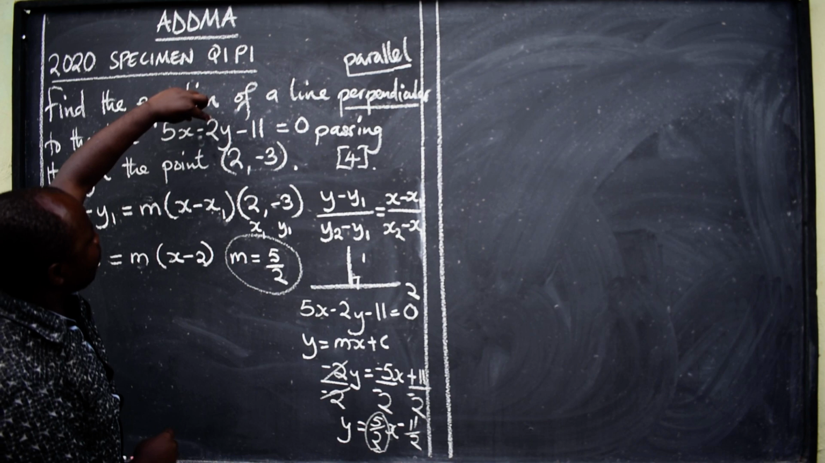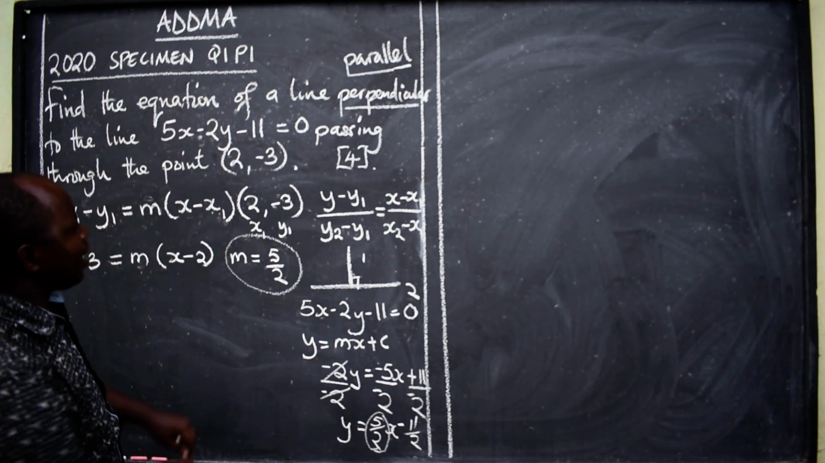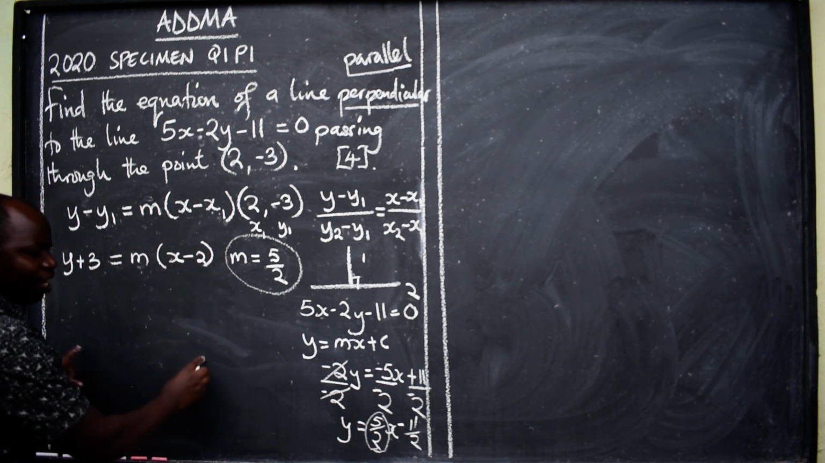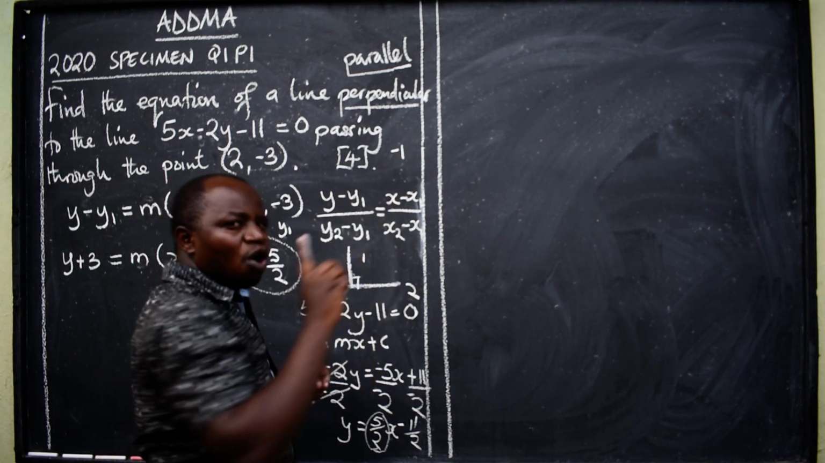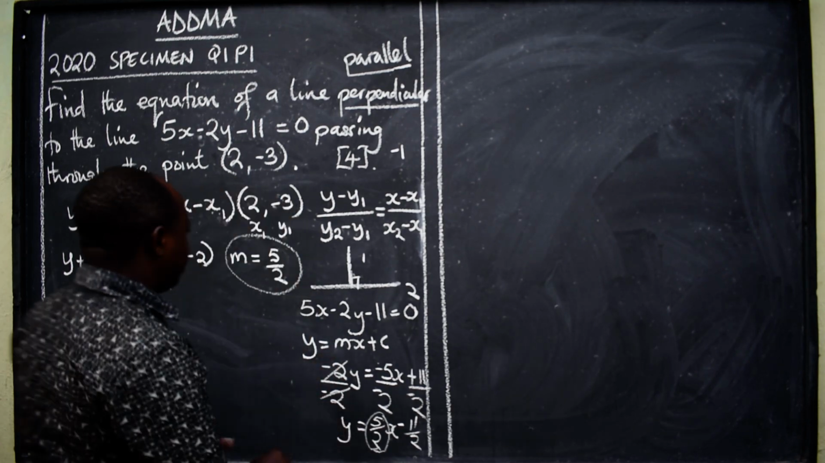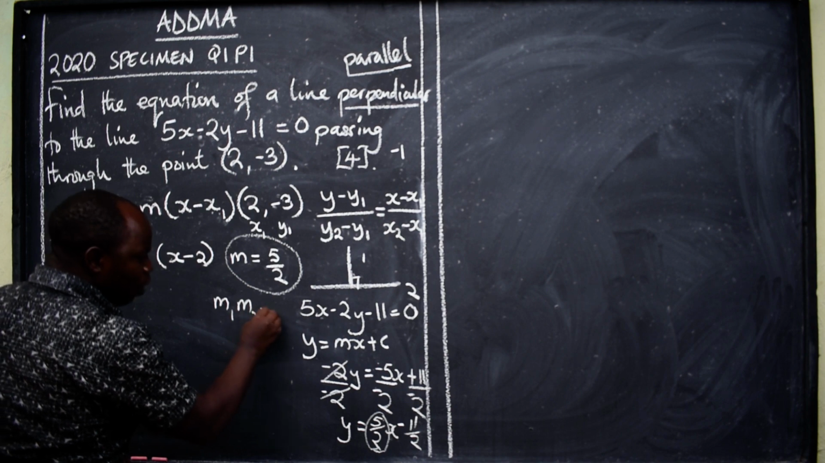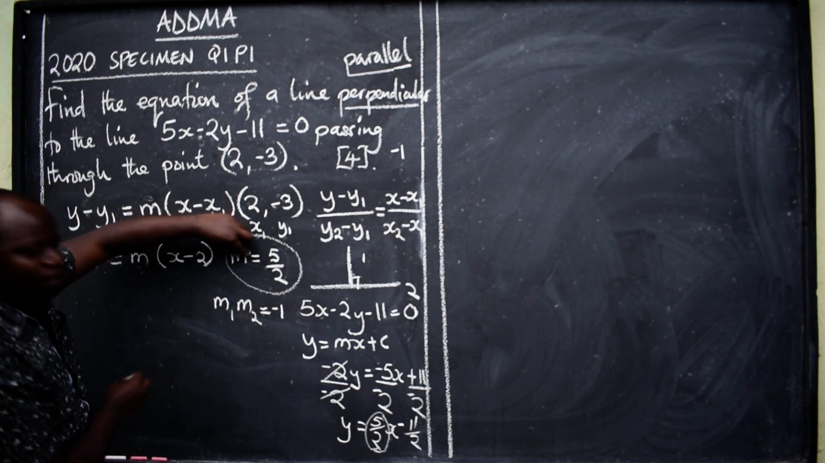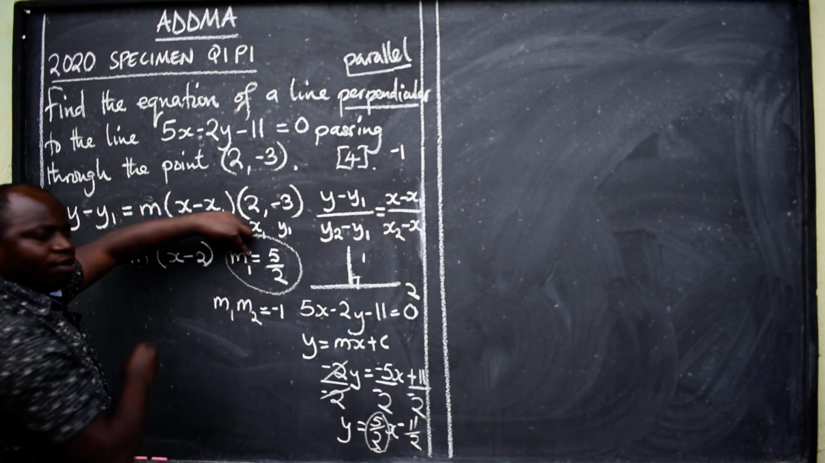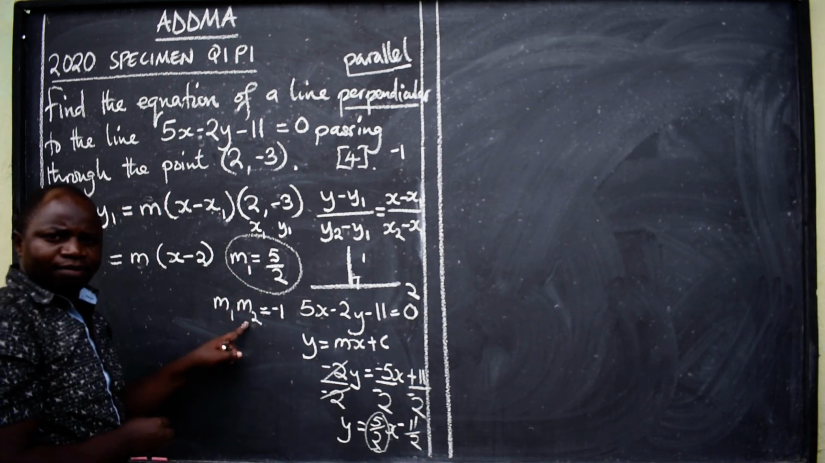Now they've said perpendicular. It means the gradient of this line multiplied by the gradient of the one we are finding should give us negative 1. Always. In short, M1 times M2 should always give you negative 1. So what we have calculated here is M1. We need M2. That will be for perpendicular.